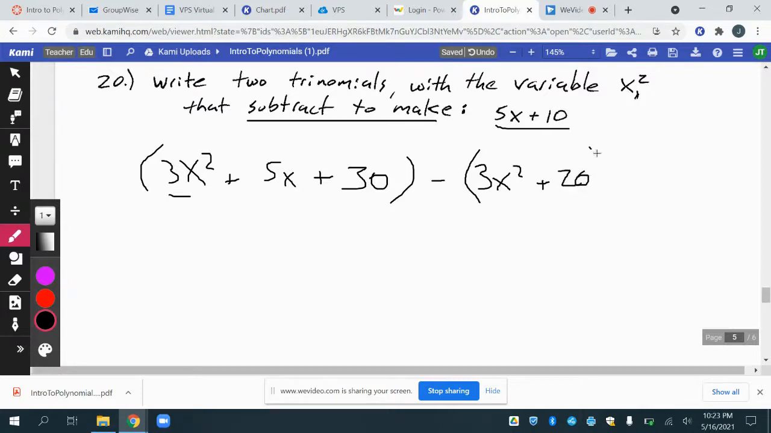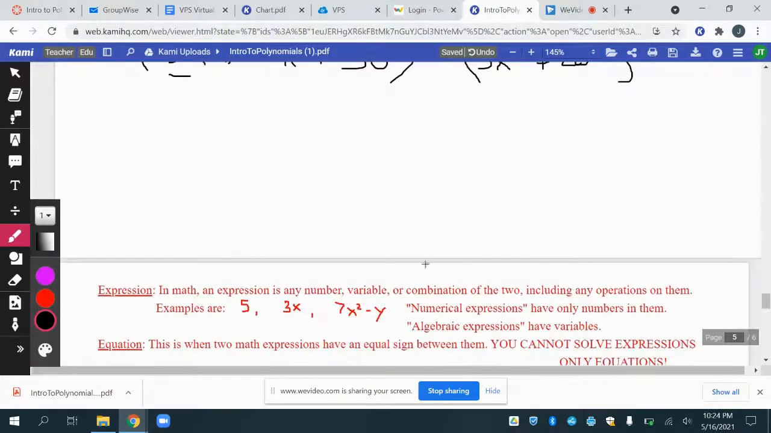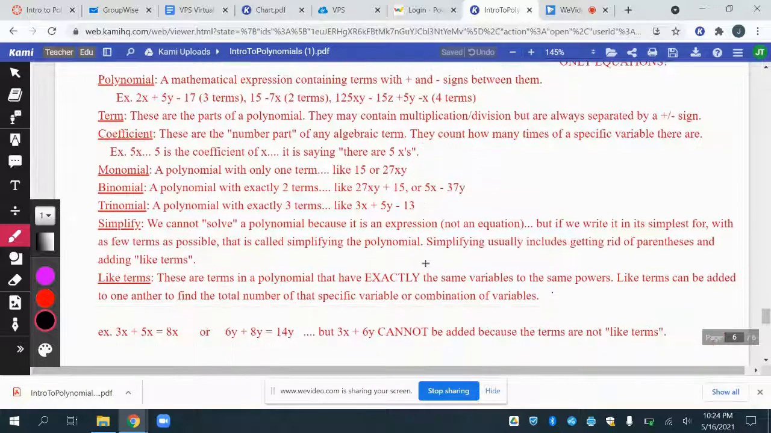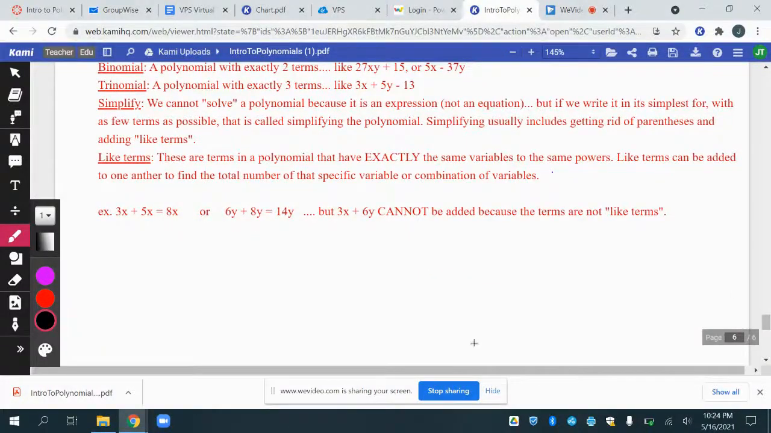So this is an example of what you could write. This minus that makes 5x plus 10. Because these guys are going to cancel out to make 0. There won't be any x squareds. 5x minus nothing stays 5x. 30 minus 20 makes 10. There we go. All right, so those are your answers if you want to do it exactly like me. But remember, these notes are also useful for the future. All right, good luck.